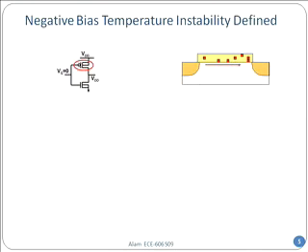Let's talk about negative bias temperature instability. First of all, the word negative. So it happens with negative voltage, and it only happens in PMOSFET. It doesn't happen primarily in NMOSFET.